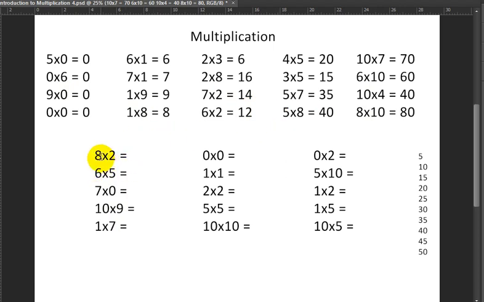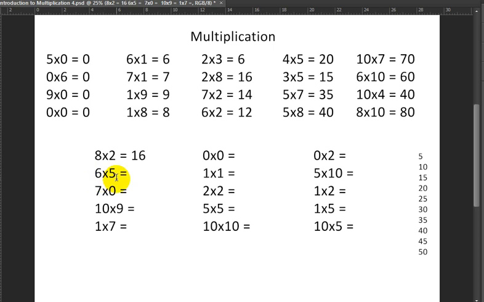So here, for example, we have 8 times 2. Well, I don't have a trick for 8, but we do have a trick for 2. We said that for 2, the result of the multiplication is double of the number I'm multiplying 2 with. So in this case, the double of 8, which is 16.